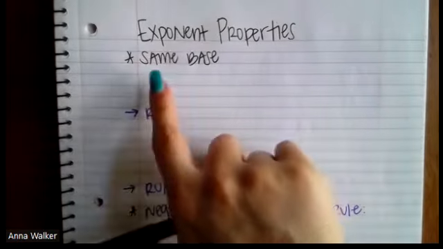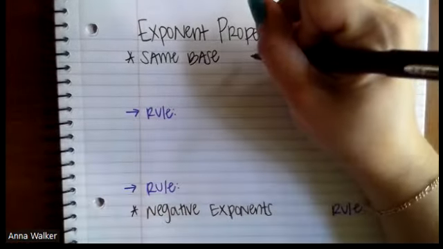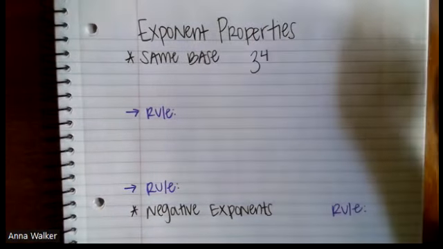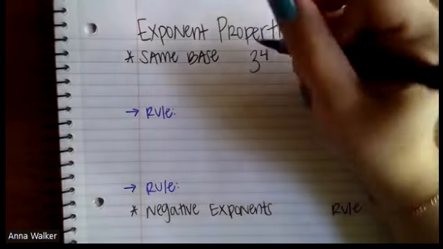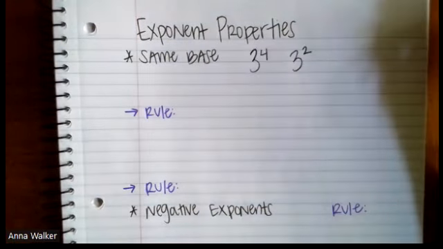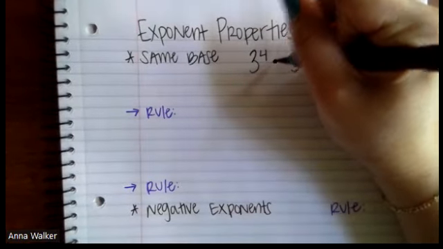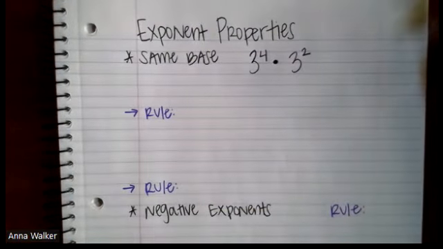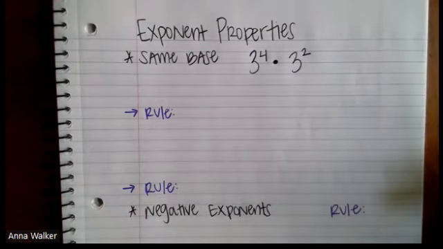So let's say we have an instance where we're looking at two exponents that have the same base. For example, let's say we have 3 to the power of 4, and let's say we have 3 to the power of 2. Now, this specific property says, if we have two exponents with the same base and we are multiplying them, there's something unique that happens. Before I write out the rule, let me show you.